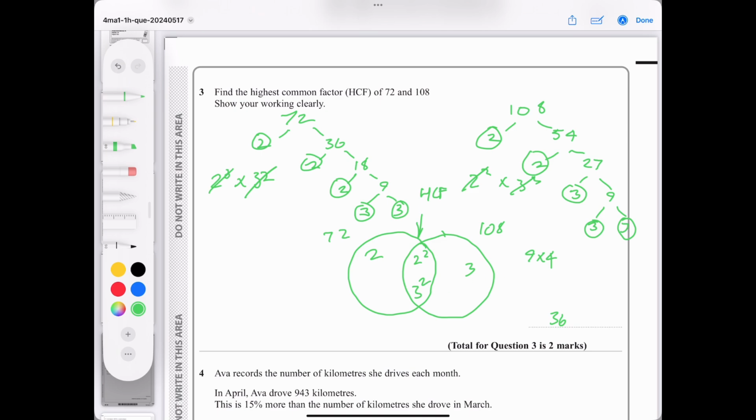And then if you wanted to find the LCM, it's the union of the two, and that would be that times 3 times 2.